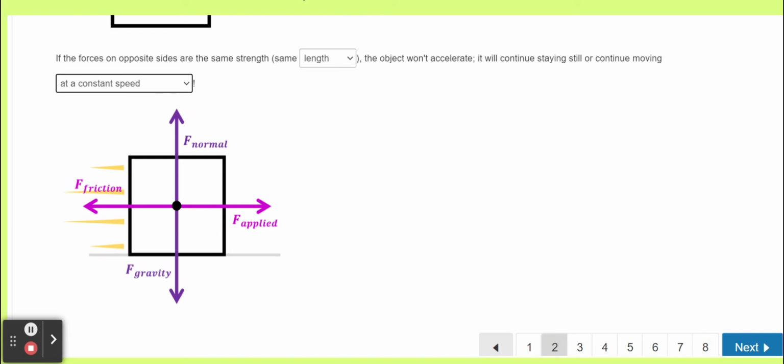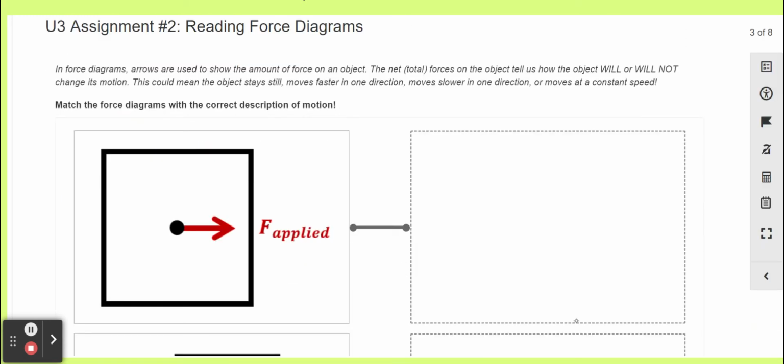We just take all that mass and shrink it into the size of a box and say, okay, if we just imagine that this object is a box and then we move that around, it's a little bit easier to see all the forces acting on it. Okay. On this next page, we're going to be matching up some forces.